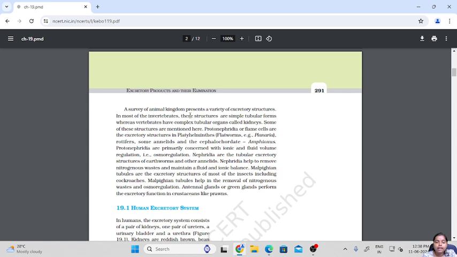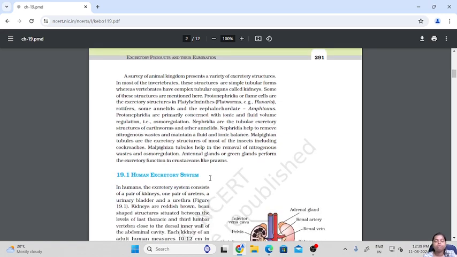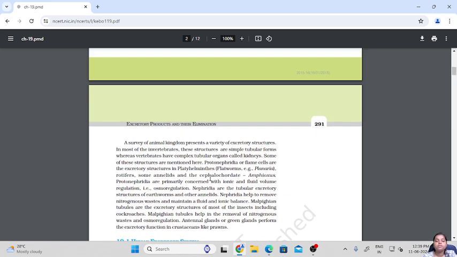Then antennal glands or green glands perform the excretory function in crustaceans like prawns or crabs. So the excretory structure present there is called the antennal gland, or you can call it green glands also, and they perform the excretory function in crustaceans like prawns and crabs. The remaining part we will see in the next video.